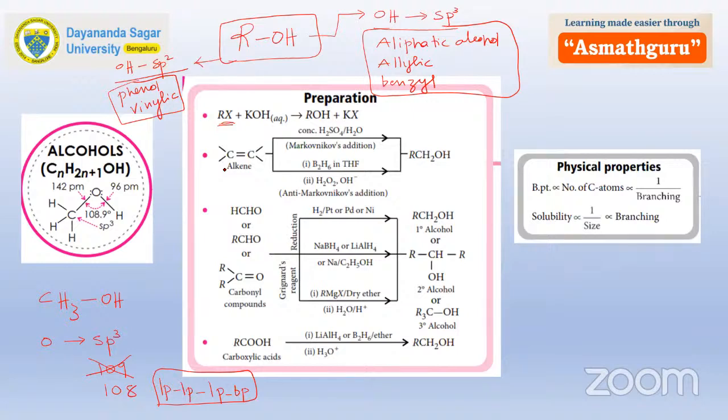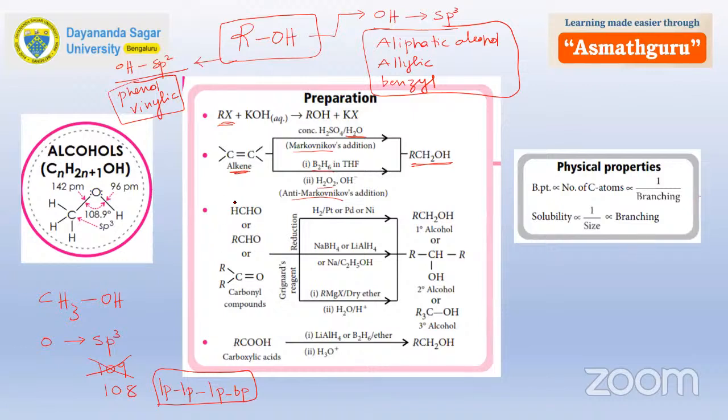When you add water to an alkene in the presence of acid, the alkene undergoes acid catalyzed hydration to form an alcohol according to Markovnikov's rule. Or you can do hydroboration. Hydroboration means you are adding a borane, B2H6, and then subjecting it to oxidation. It follows anti-Markovnikov addition. Then also you get an alcohol, but according to anti-Markovnikov.